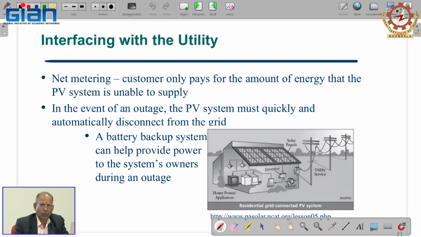And then of course you can have some kind of backup. Although in the grid connected system you have the grid as the backup, if the grid itself is highly unreliable and your solar power is not sufficient, you should have some kind of storage system, so that there is a sort of backup.